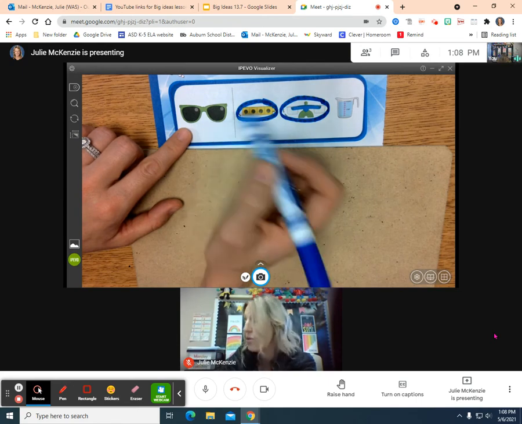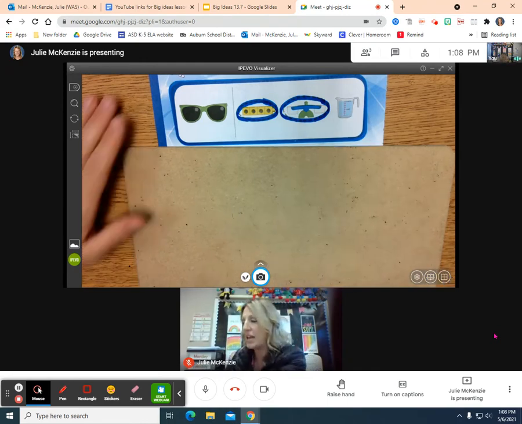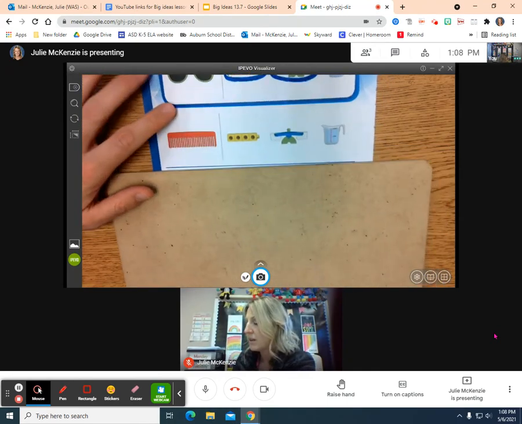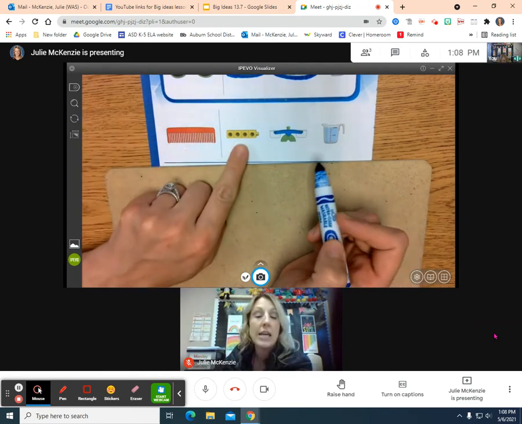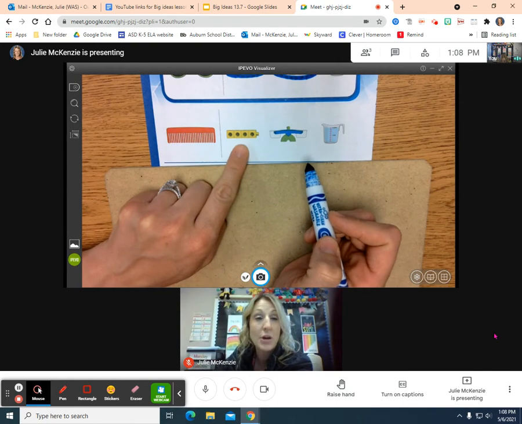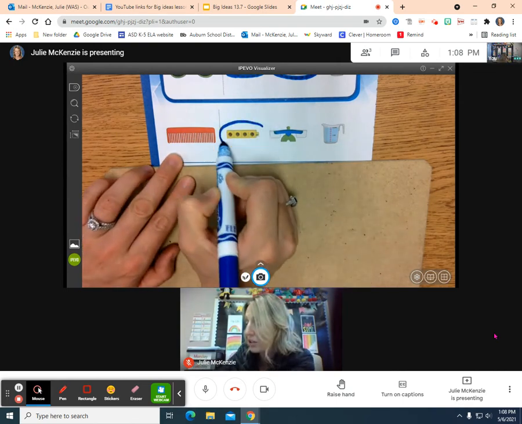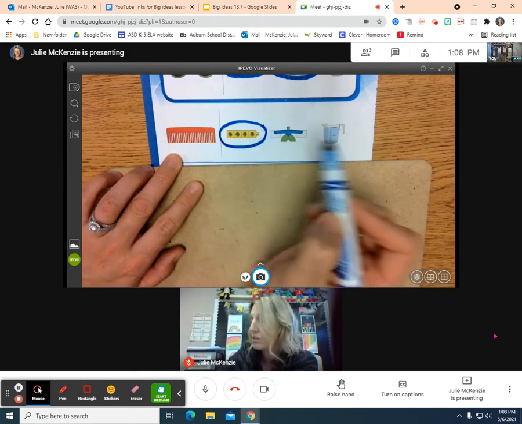No, we're not circling capacity because we cannot fill the sunglasses up with anything. The sunglasses do not have capacity. All right, now we have a comb. Could we measure either the length or the height of the comb? Yes, that is possible to see how long the comb is. So we circle this attribute.